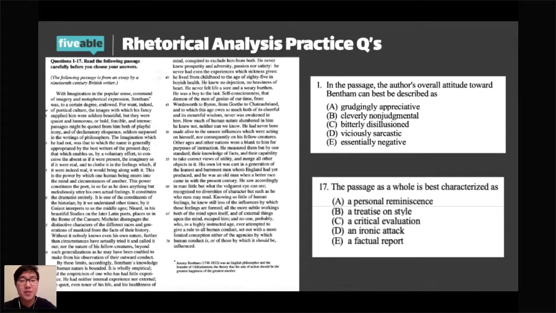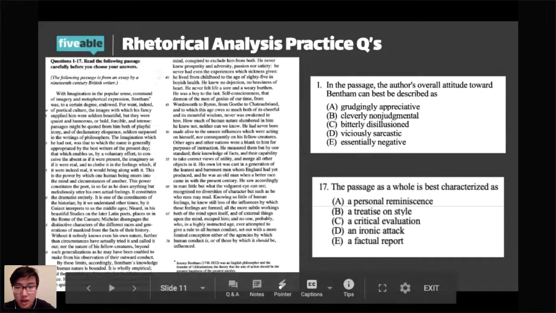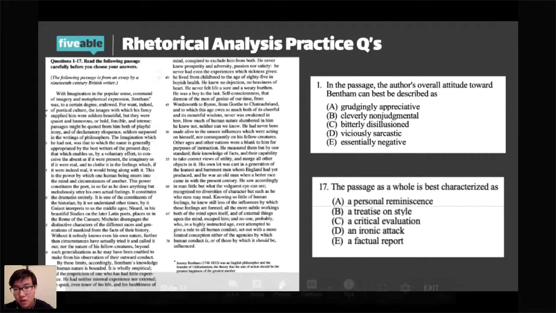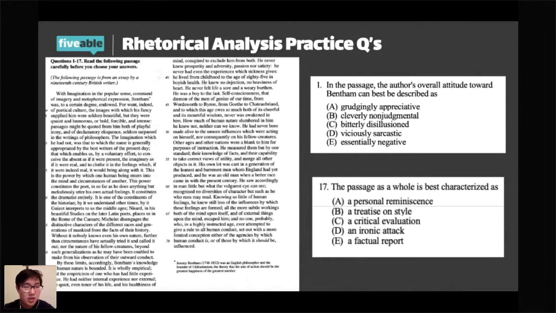All right, time's up. And the answer is C. It's a critical evaluation. The reason why it's a critical evaluation is because what they're talking about throughout the passage is that he has limitations. So basically he's limited. He thinks he has all this knowledge, but it's bounded. It's all empirical, but he hasn't had this kind of experience.